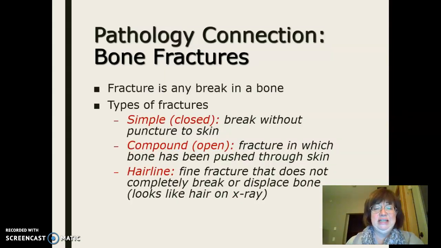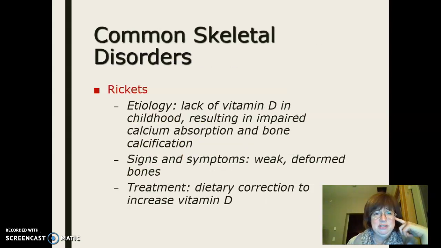Just a little FYI. There's a lot of information on bone fractures here. I want you to be aware of them, and that basically a fracture is any break in the bone, and they're classified based on whether they puncture the skin and the type of fracture they are. We're not going to go into this detail because it's too much at this time, and you'll get it more in your patho course.